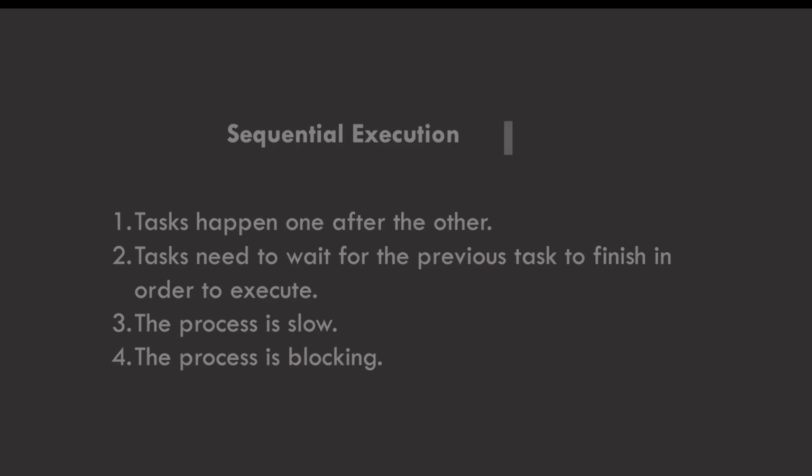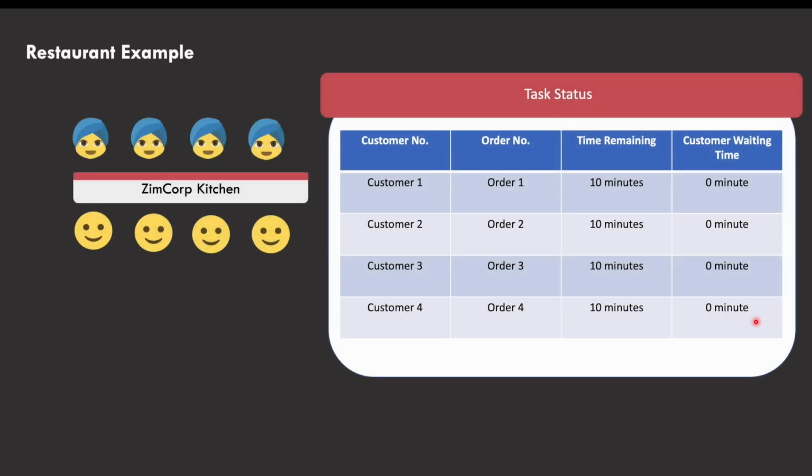Okay, so next let's look at a different example. Basically ZimCorp hired 3 more chefs, so now there are 4 chefs and there are 4 customers, right? The same thing that we had earlier. Customer 1, order 1, 10 minutes and 0 minute waiting time. So let's see how the flow goes.